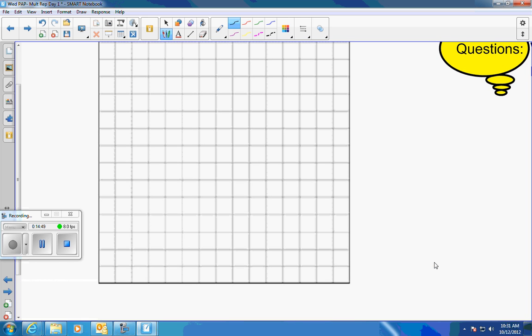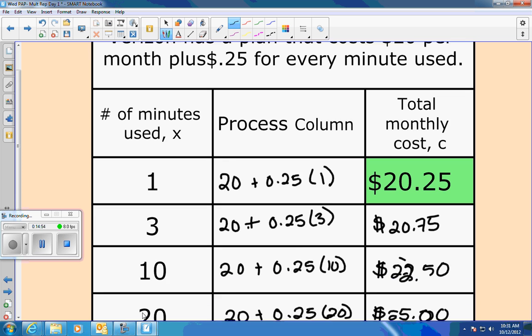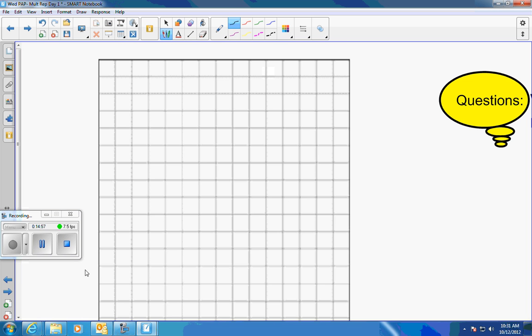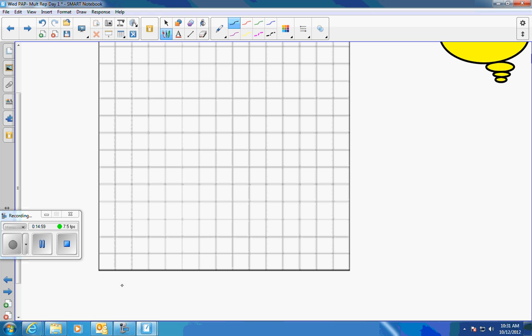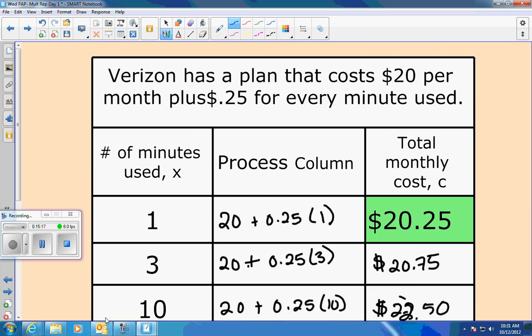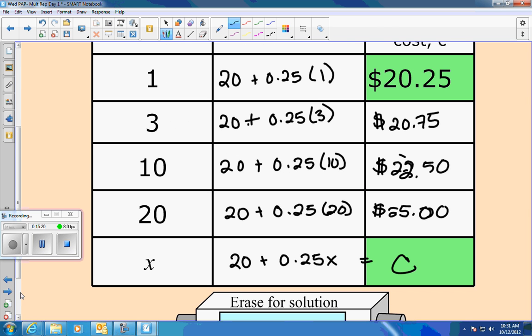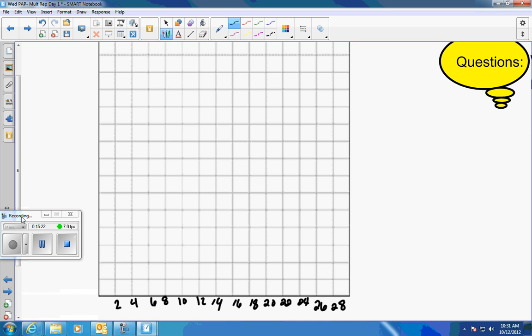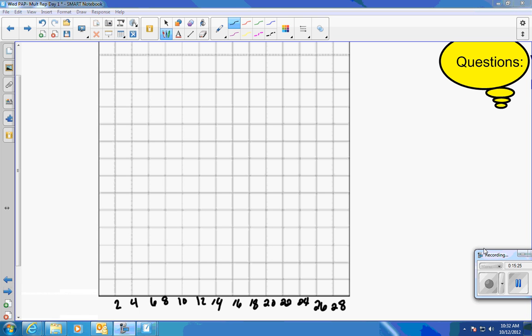So now we need to graph. And I need to go all the way up to 20, correct? Yes, 20. So I am going to count by, let's say, 2s. So 2, 4, 6. Okay. And then I had to go up to 25. So I'm going to count by 2s over here as well.